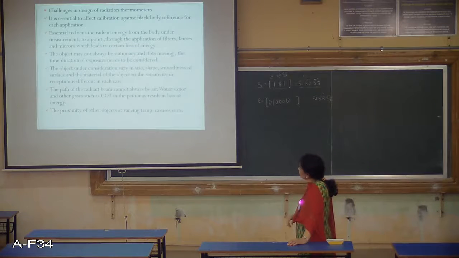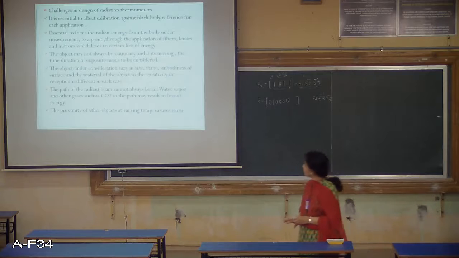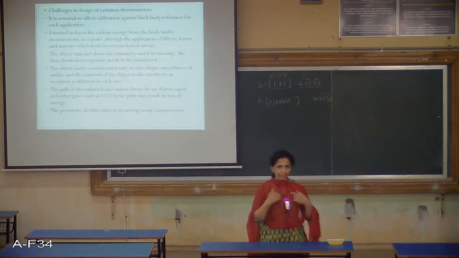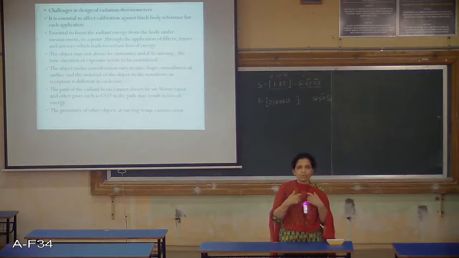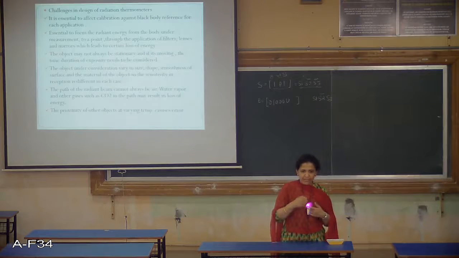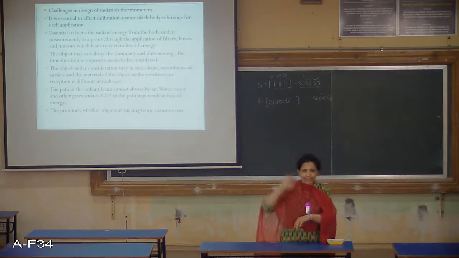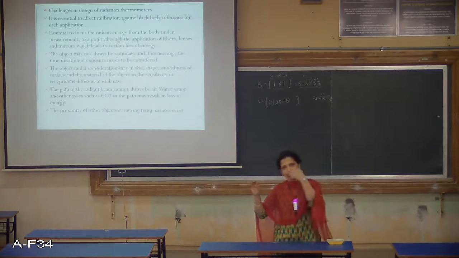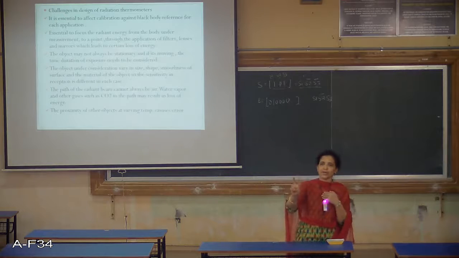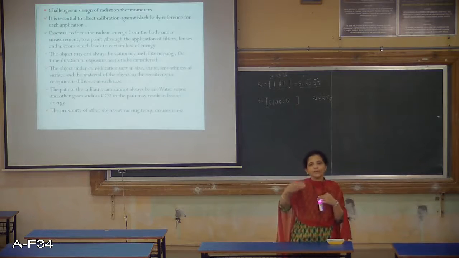It is essential to perform calibration against a black body reference for each application. Now what exactly is this black body reference? When the amount of energy I am radiating is being sensed, naturally it has to be compared with some standard. How do we set the time? With some standard clock we set the time. Similarly, with some standard temperature-radiating body, whatever amount of energy is radiated, a comparison should take place, and then the comparison should yield some result.